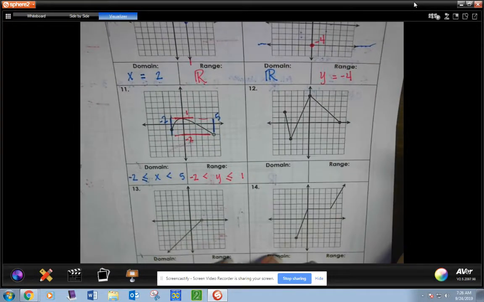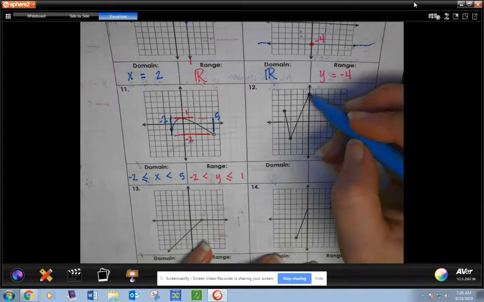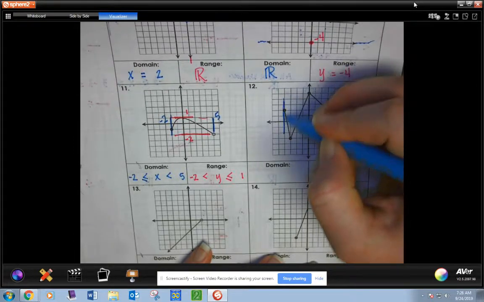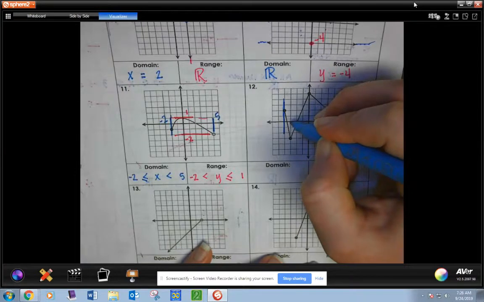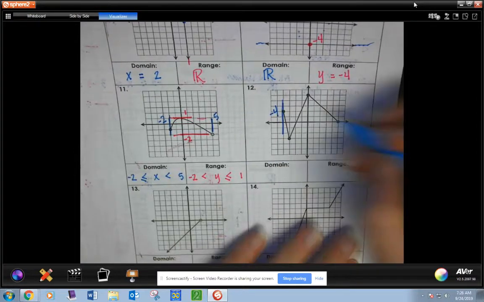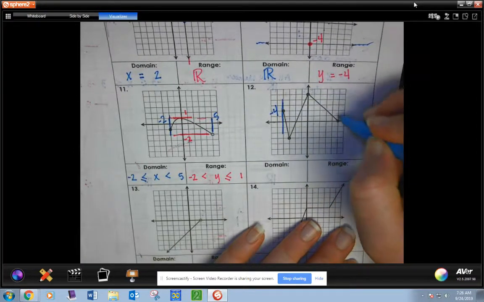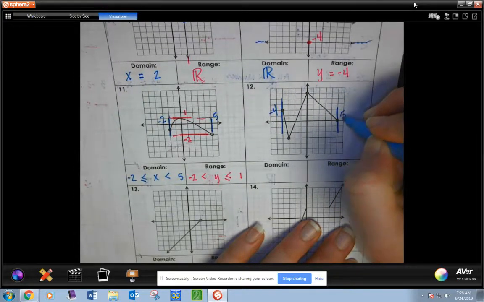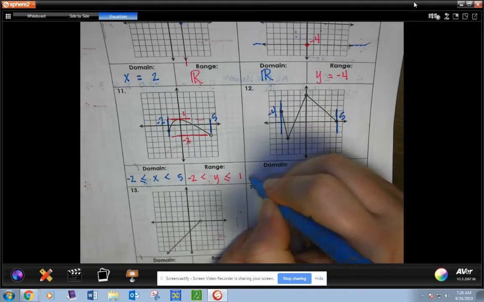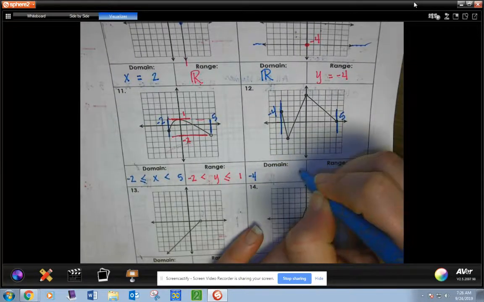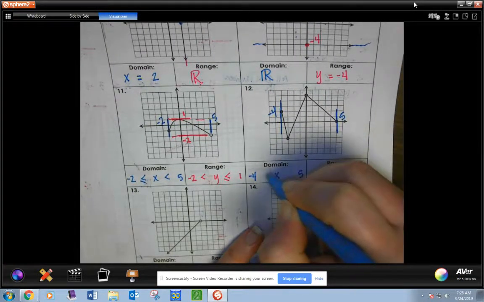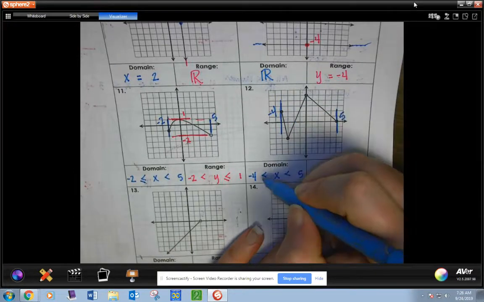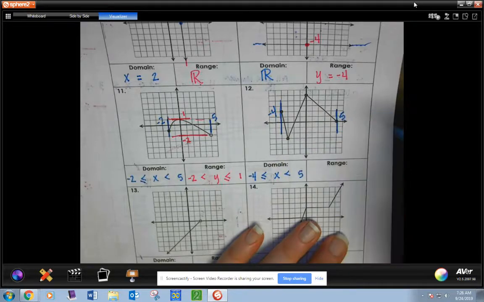Okay, for number 12, I'm going to scan to the left, and the furthest left spot is this dot right here. And that falls at -4. And then I'm going to scan to the right, and the furthest right dot falls right here, which is at 5. So I put -4, leave a gap, 5. Domain is X, so I throw less than symbols in between. Since this is touching a closed dot, I get a bar.